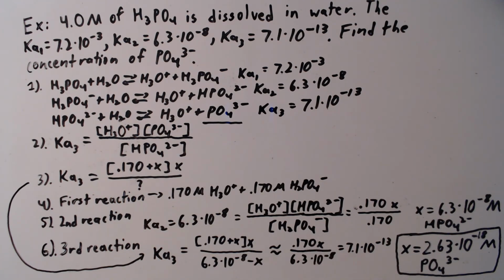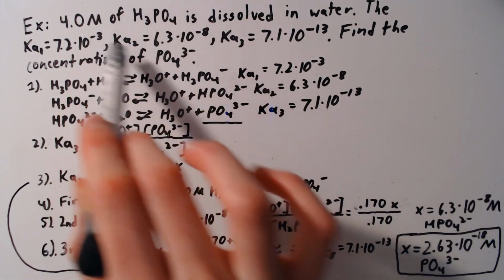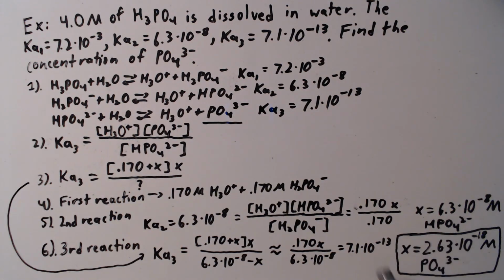We know that this Ka3 is 7.1 times 10 to the negative 13th, which equals 0.170x over 6.3 times 10 to the negative 8th. We just solve for x. And in the end, after solving this, we get x to be 2.63 times 10 to the negative 18 molar of PO4 3 minus ion. So you can see that very little of this ion is actually produced, but we needed to find how much is produced. So using some of our approximations and some of our strategies, we could find the PO4 3 minus concentration for this polyprotic acid, the anion concentration in the third reaction.